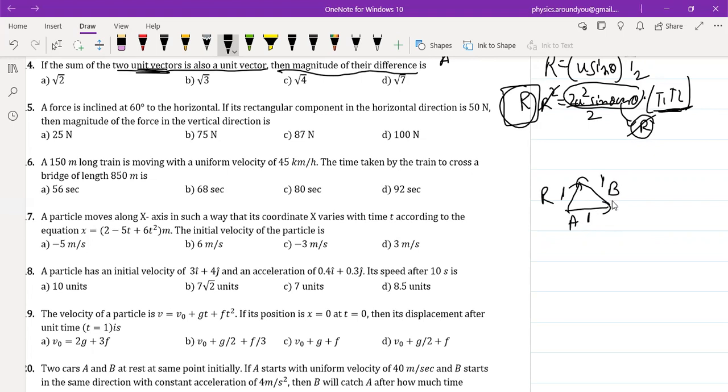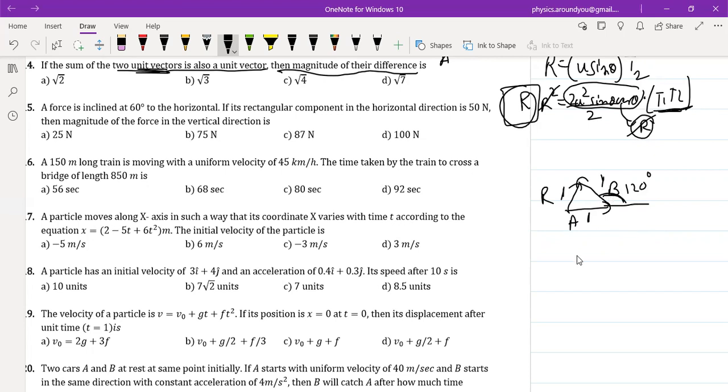Why is it called a unit vector? Because the length of the arrow is 1. What triangle is this? This is an equilateral triangle. So the angle between the vectors, the exterior angle, is 120 degrees. Reason: inside the equilateral triangle, it is 60, so outside it should be 120.